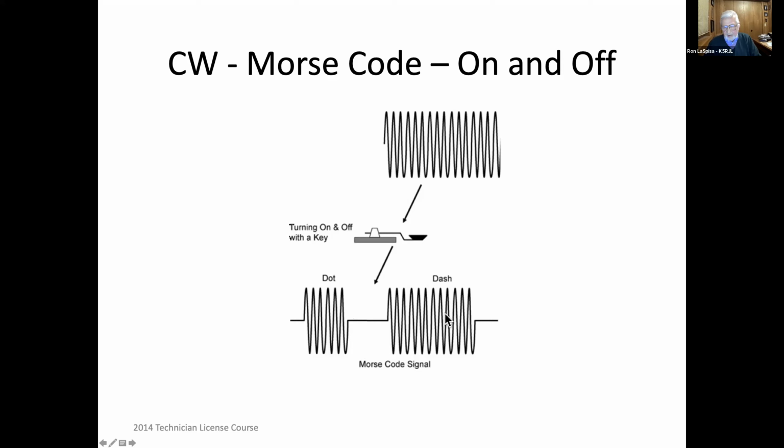But we don't really need to learn the Morse code in order to get our license. Just remember, this is called continuous wave, and the same thing as Morse code, and it's the most simple modulation technique that there is. And that's because the carrier is either on, present, or it's not even there. There's nothing there.